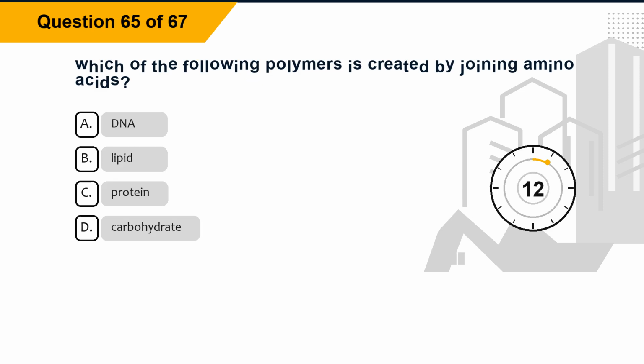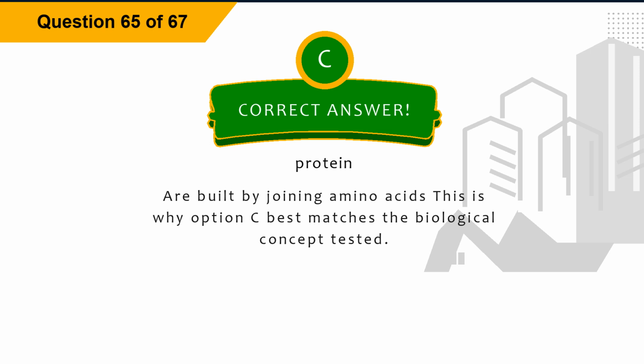Question 65. Which of the following polymers is created by joining amino acids? Option A, DNA. Option B, lipid. Option C, protein. Option D, carbohydrate. The correct answer is option C, protein. Explanation. Proteins are built by joining amino acids. This is why option C best matches the biological concept tested.